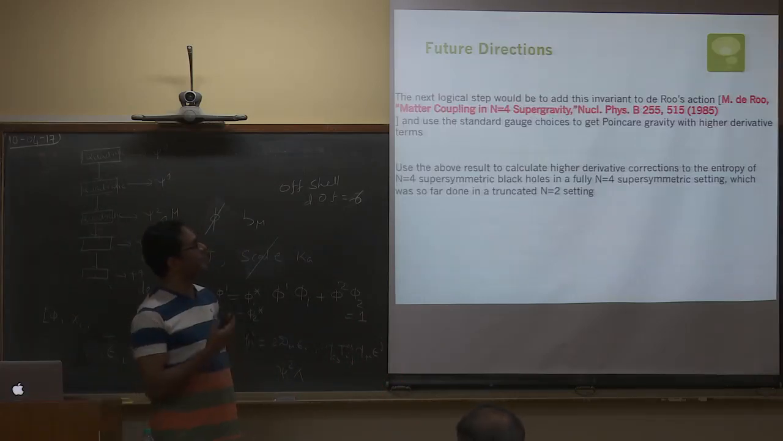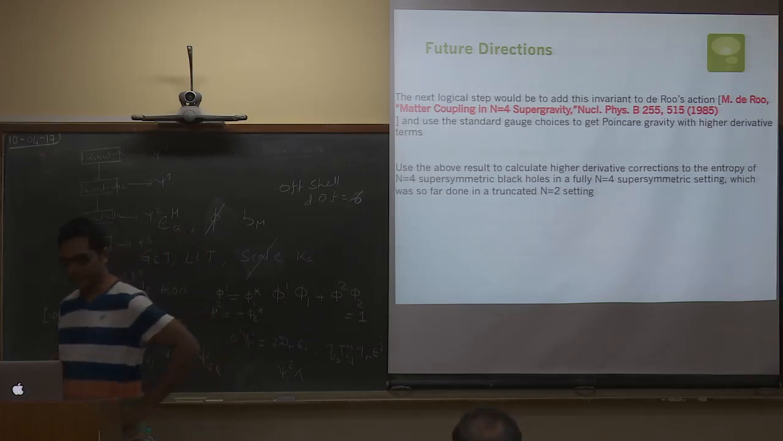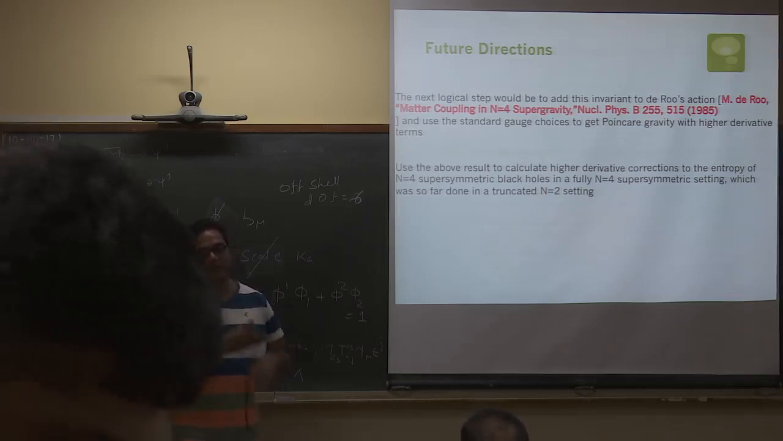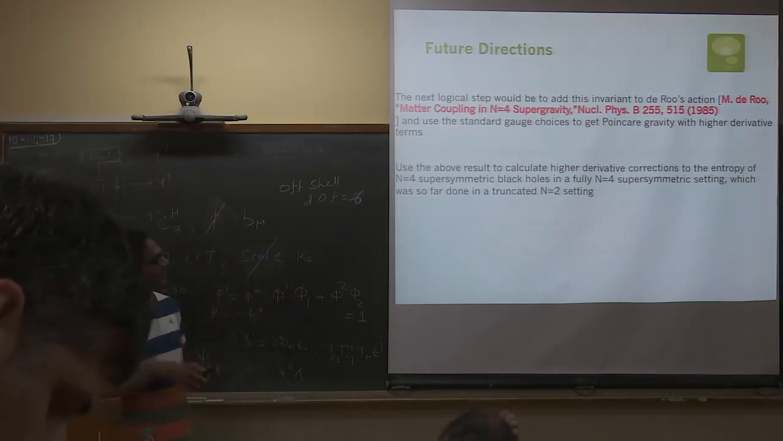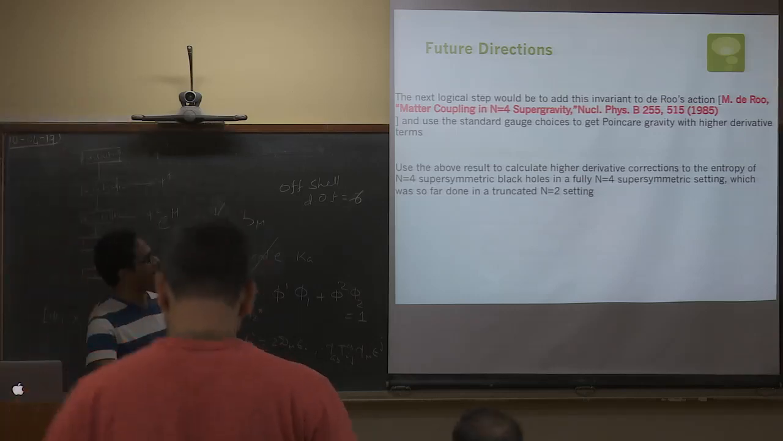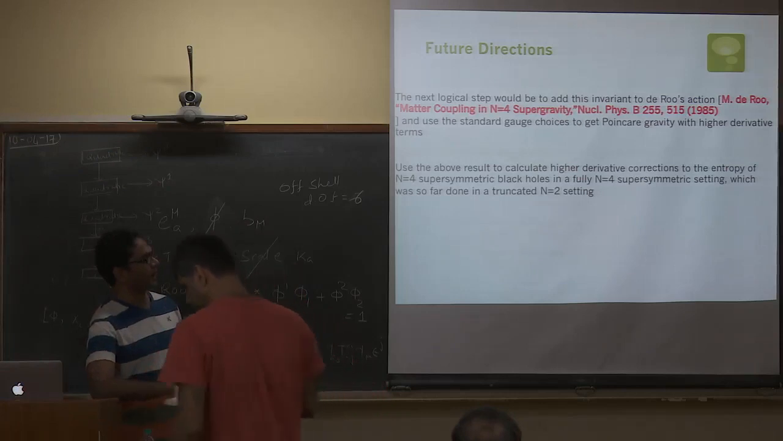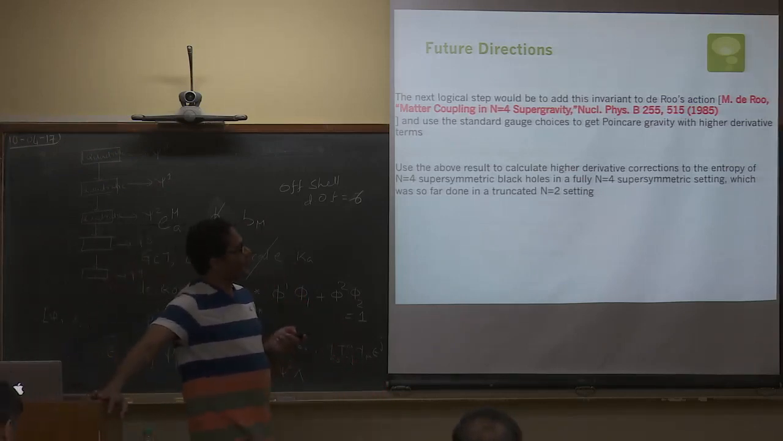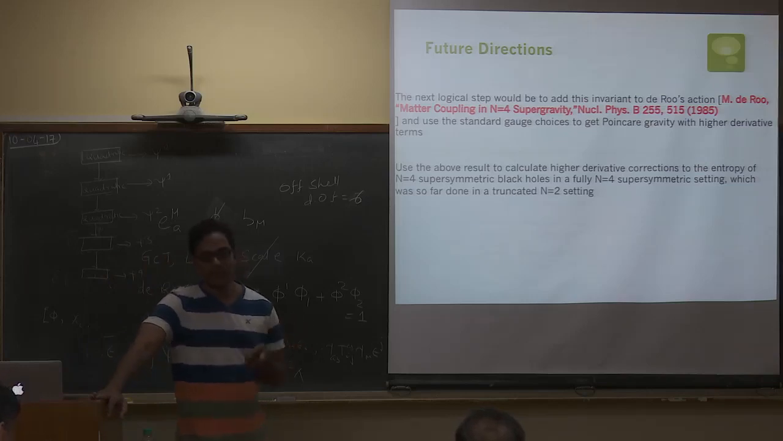So yeah, these are some future directions, a couple of future directions. We can couple this to the vector multiplet and get Poincare supergravity. Of course, that will be on shell because the vector multiplet is not off shell. And then you can use the above result to calculate high derivative corrections to the entropy of N equal to 4 black holes, which was so far done in N equal to 2 settings.